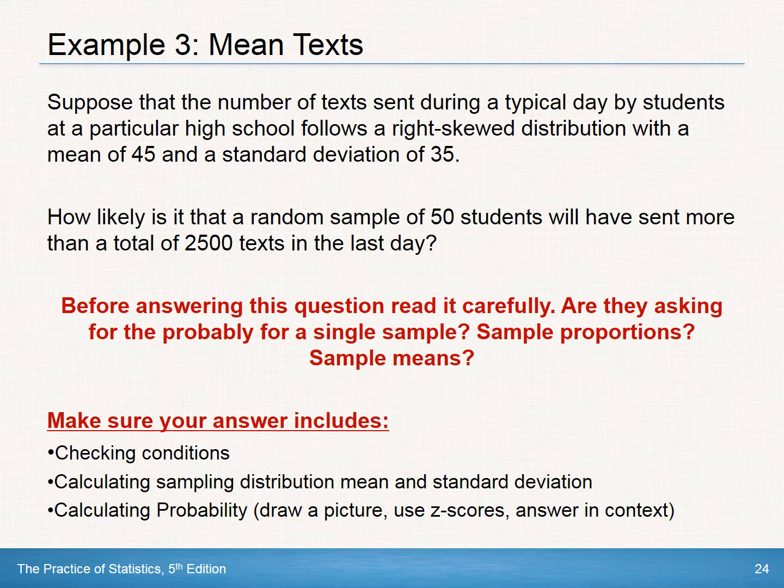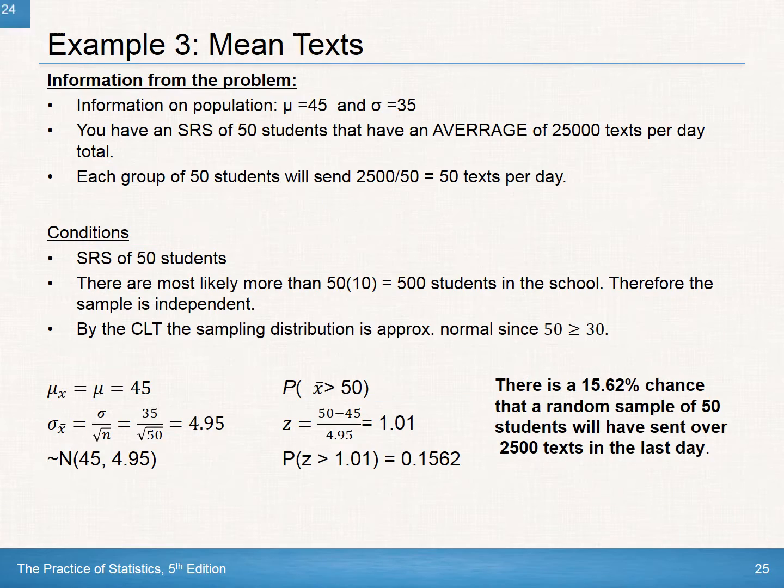All right, let's see how you did. Okay, so number one, you hopefully got this down by now. Taking a look at your information, you don't have to write this portion down, it's just helpful. We have the mean of the distribution of the population and the standard deviation. We know we have an SRS of 50 students that have an average of 25,000 ticks per day.